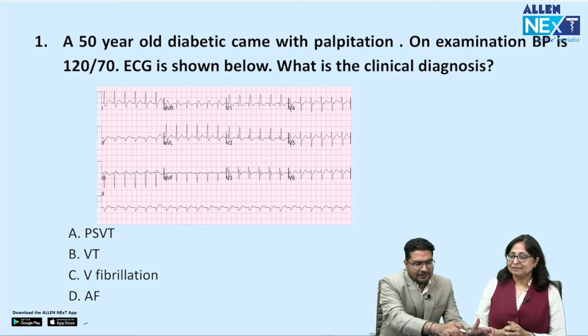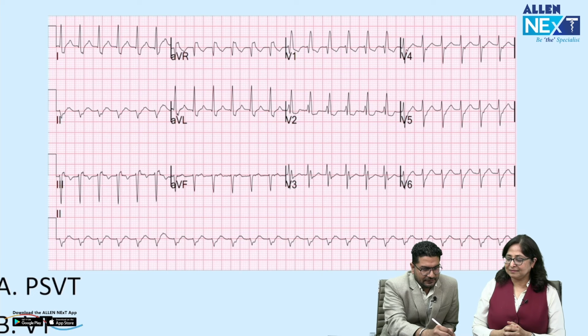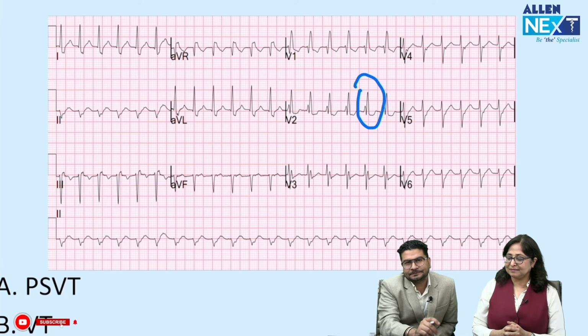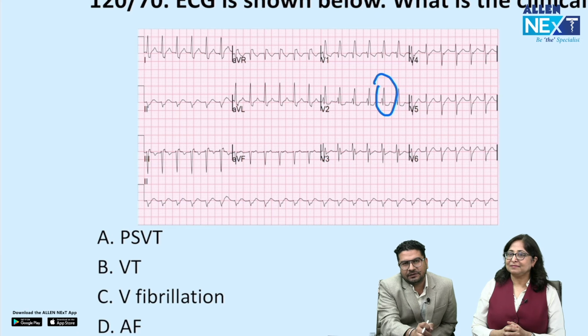Whenever a question of arrhythmia is coming, the first thing you will see is the QRS complex. If you see the QRS, this is a narrow QRS. I'm giving you a trick to answer this. When you see a narrow QRS, it will be an atrial pathology. It will be an atrial arrhythmia.